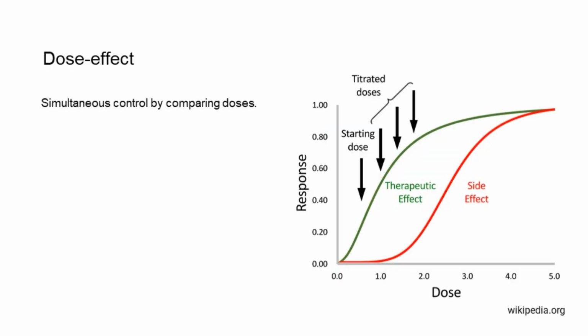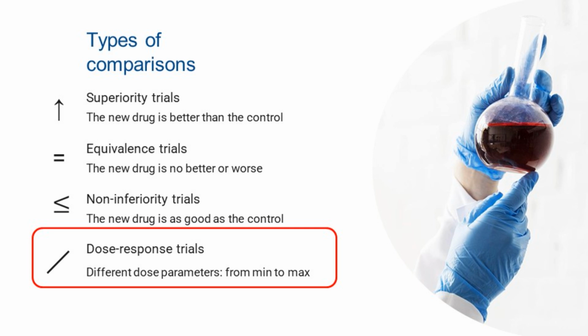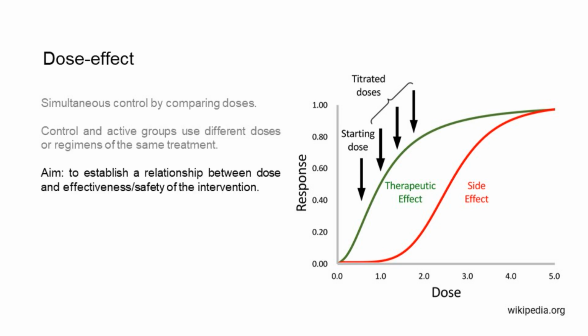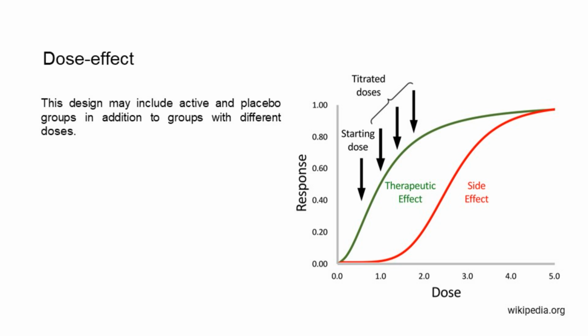Dose effect. Concurrent control by comparing doses. It is used in dose-response trials. This design uses different doses or regimens of the same treatment as the active and control groups. The aim is to establish a relationship between the dose and the efficacy, safety of the intervention. This design may include active and placebo groups in addition to groups with different doses. It may not be effective if the therapeutic range of the drug is unknown.